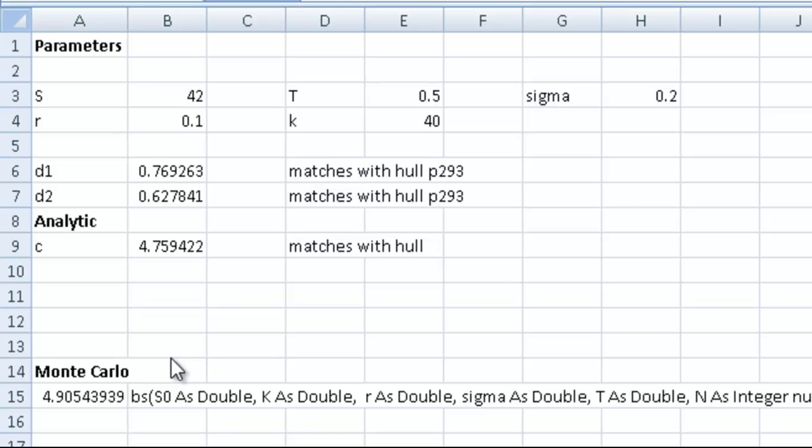So here we want to now evaluate the call option using Monte Carlo. In Monte Carlo, what we do is we simulate the share price many, many times. So we go, okay, the share price starts at 42, and then we know how it evolves. We know that there's a drift term which is equal to 0.1, and we'll go into that. And there's a noise term, like the Wiener process, where sigma is equal to 0.2.